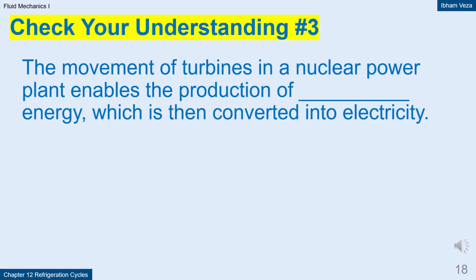Check your understanding number 3. This slide checks understanding of the type of energy associated with turbine motion. The question links the concept of kinetic energy to the electricity generation process. The correct answer confirms the role of motion as an intermediate step in energy conversion. This evaluation ensures that the energy conversion chain is properly understood. This concept is very important in power system analysis.